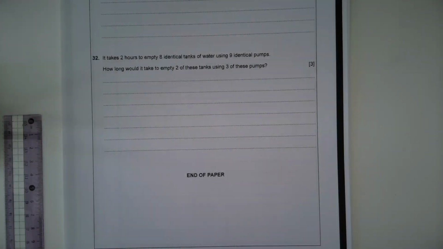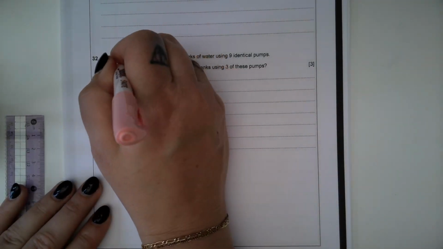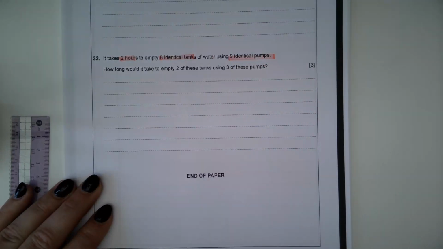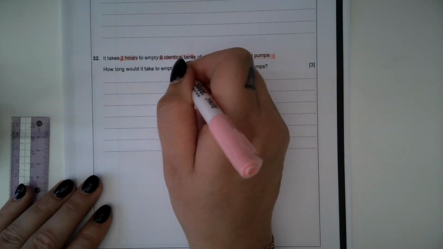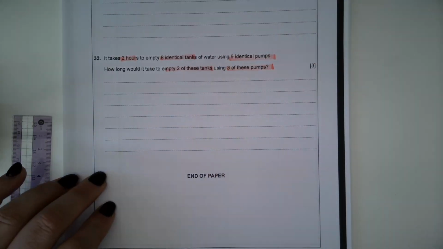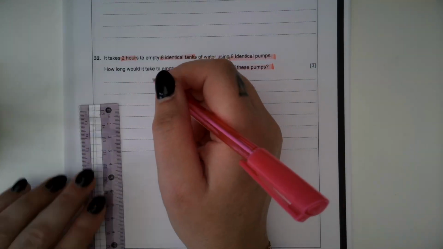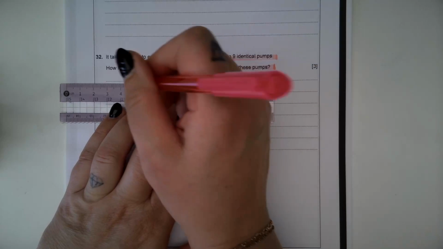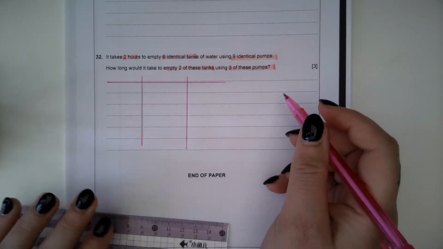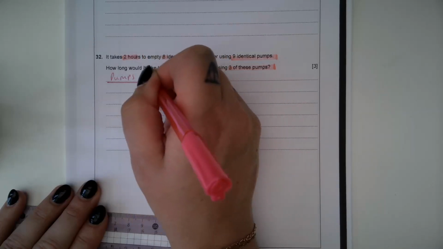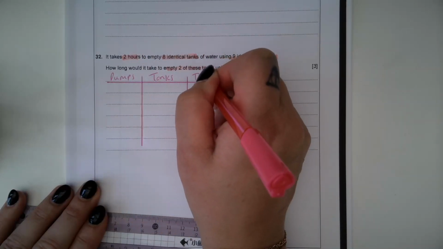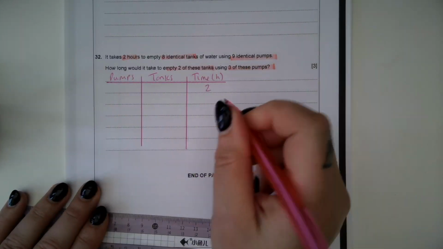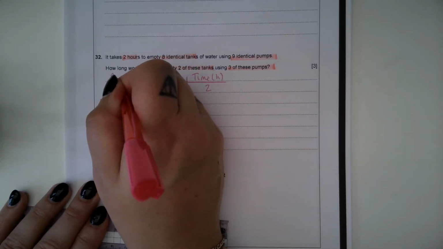Question 32. It takes 2 hours to empty 8 identical tanks of water using 9 identical pumps. How long would it take to empty 2 of these tanks using 3 of these pumps? So I'm going to organise my information into a table. I like to work with these just because I can get really messy. So let's have the number of pumps, the number of tanks, and then the time it takes in hours. Okay, so 2 hours, 8 tanks, 9 pumps.